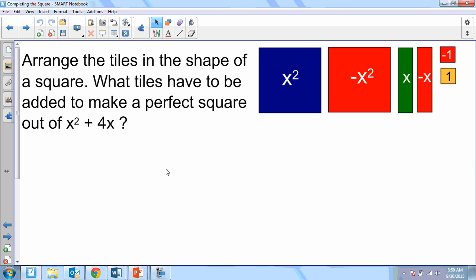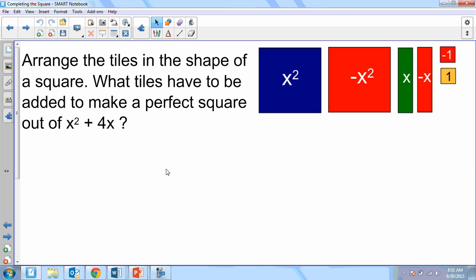When you flip it over, it becomes red. That would be a negative x squared. Then you have some green ones that are positive x. When you flip those bars over, they become negative x. So they're just a 1 on one side by some x value up and down, whereas the x squared is that same x value sideways and x up and down.